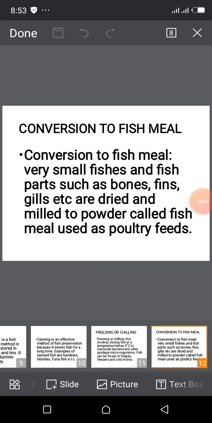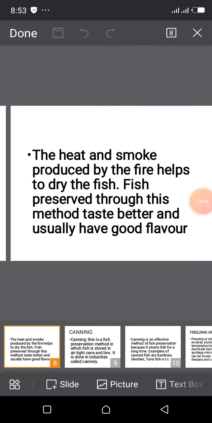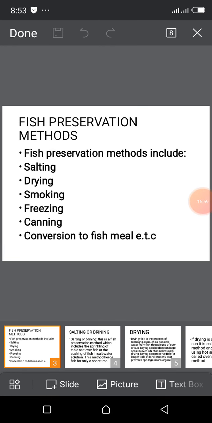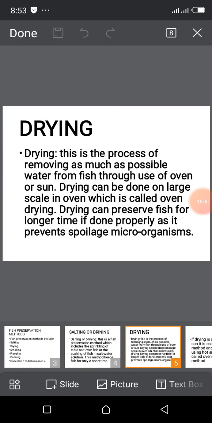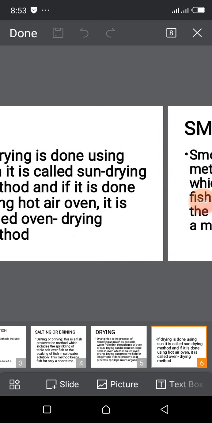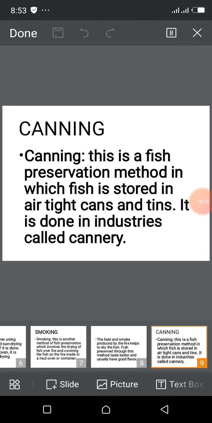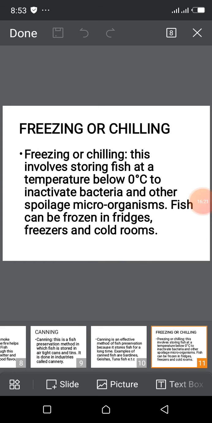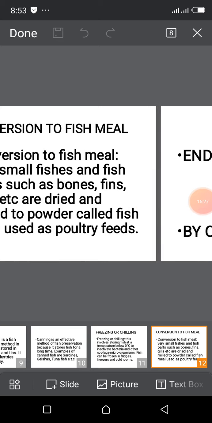And that is where we're going to end today's class. I want us to remember what we have learned today. We have talked about fish preservation methods, and we have looked at salting, drying, smoking, and canning, and I told us that canning is usually done in industries called cannery. Also, we have looked at freezing or chilling. We have also looked at conversion of fish to fish meal.